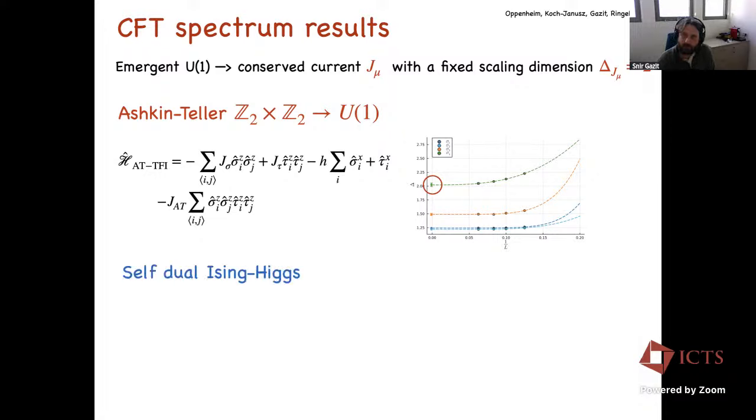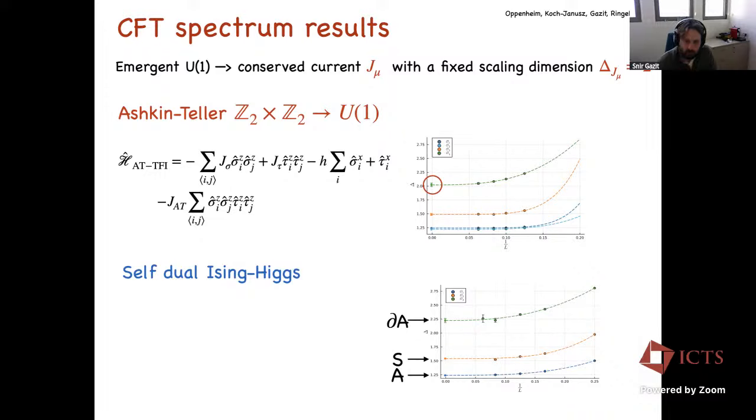So let's take this machinery and apply it to the self-dual Ising-Higgs model. Here we see the first 3 operators. The lowest one is related to the breaking of the self-duality symmetry. The second one is the symmetric partner of it. And we also get a descendant. You see there's a difference of 1 between 1.25 and 2.25 for the symmetric and descendant.